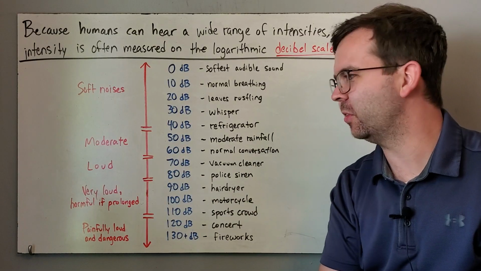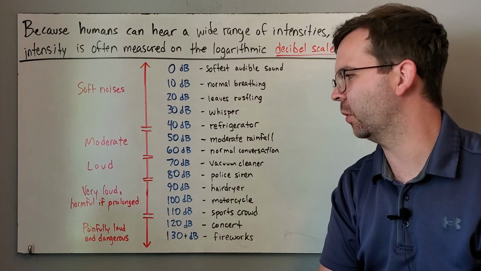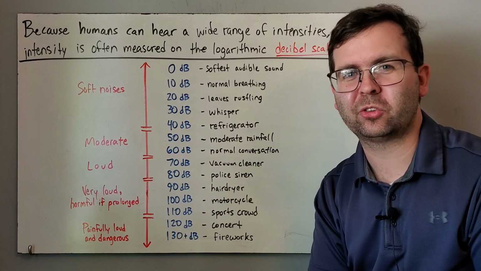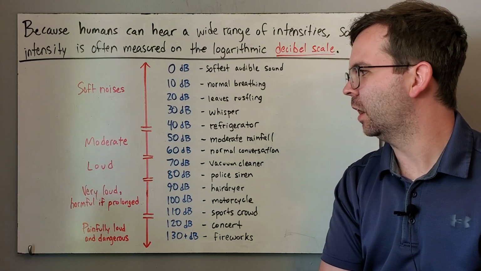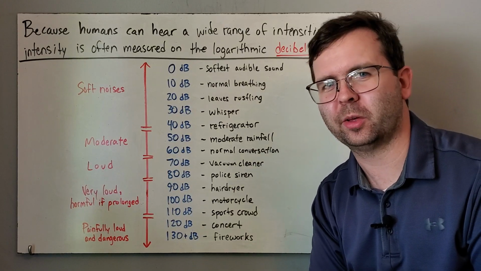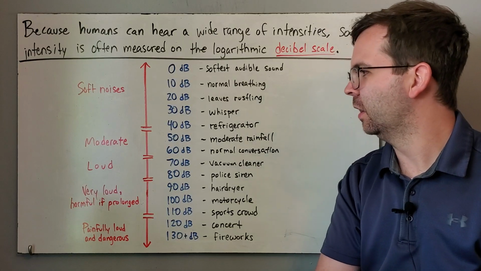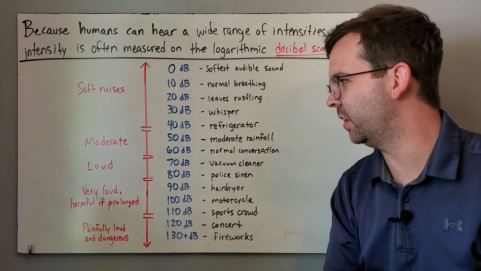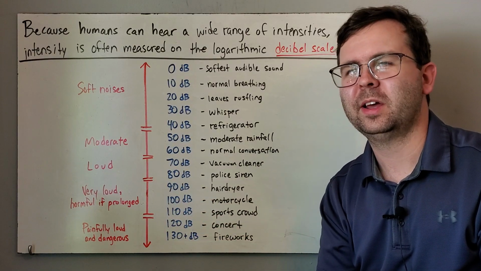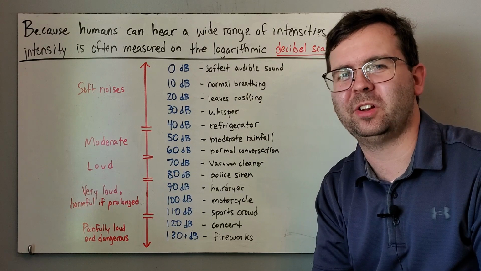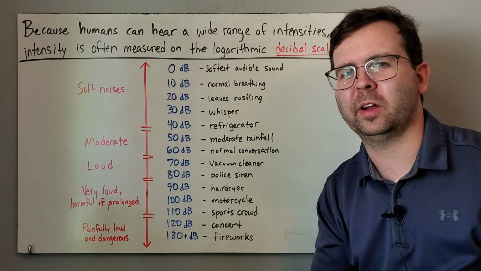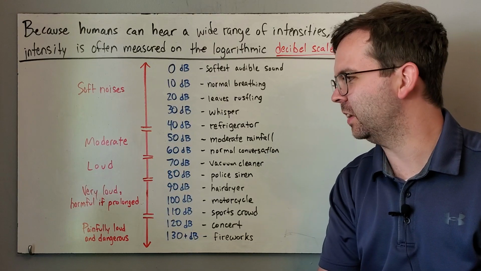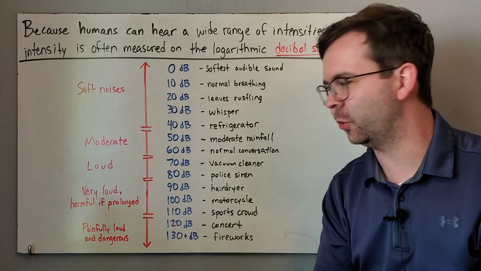As you get into 70 and 80, it starts to get loud. And so that's things like a vacuum cleaner, a police siren, going to a noisy restaurant would be in this level, where it might be hard to hear somebody else talking over it. Then if you keep on going to like 90, 100, 110, it starts to get very loud. And if you're exposed to this kind of intensity of sound for a long period, like 30 minutes, an hour, it can be harmful to your ears.